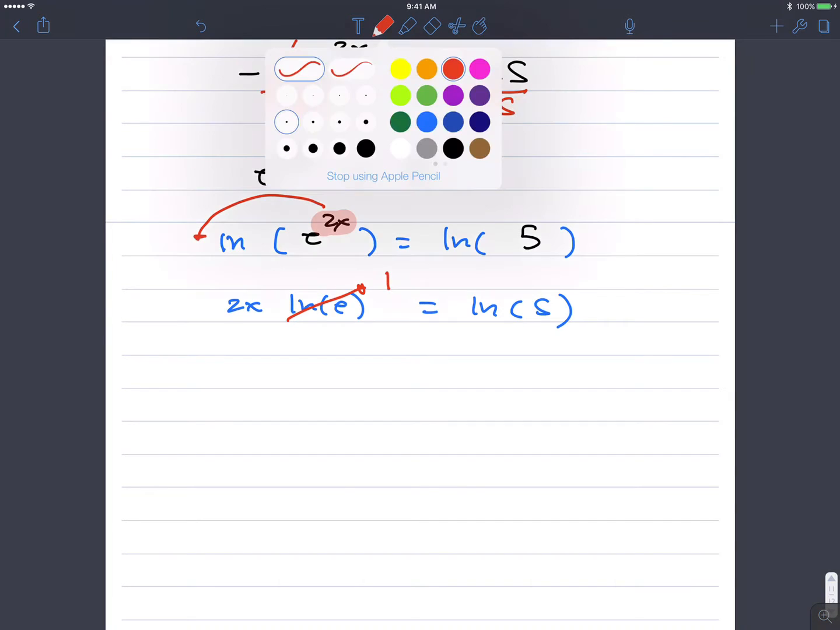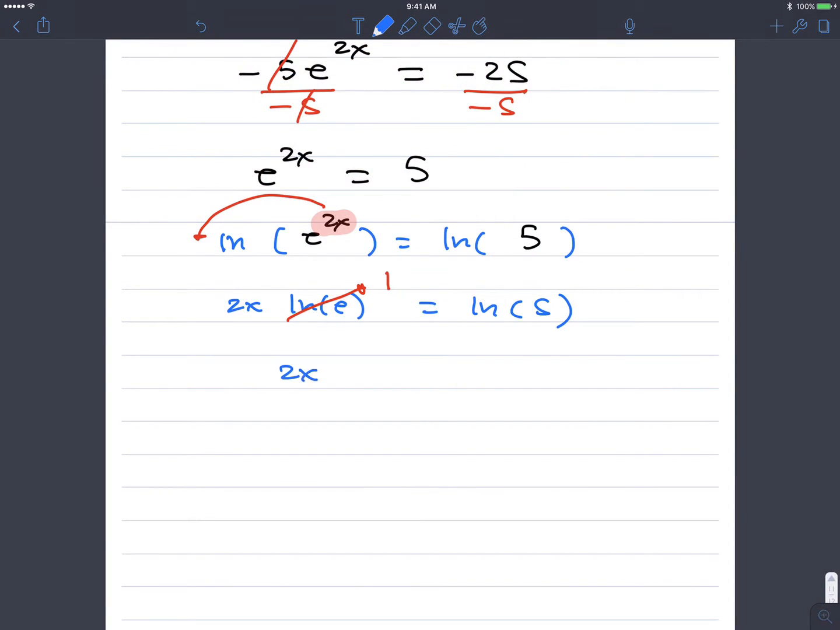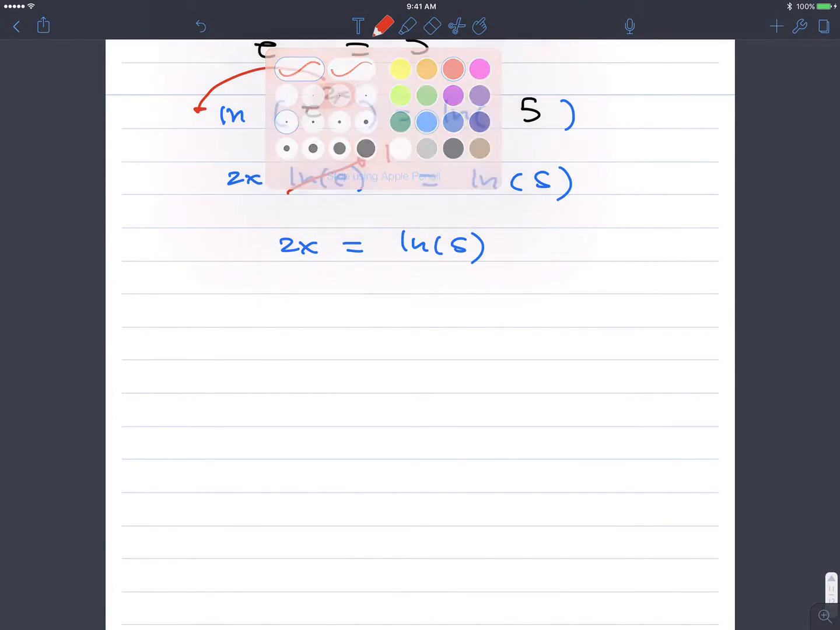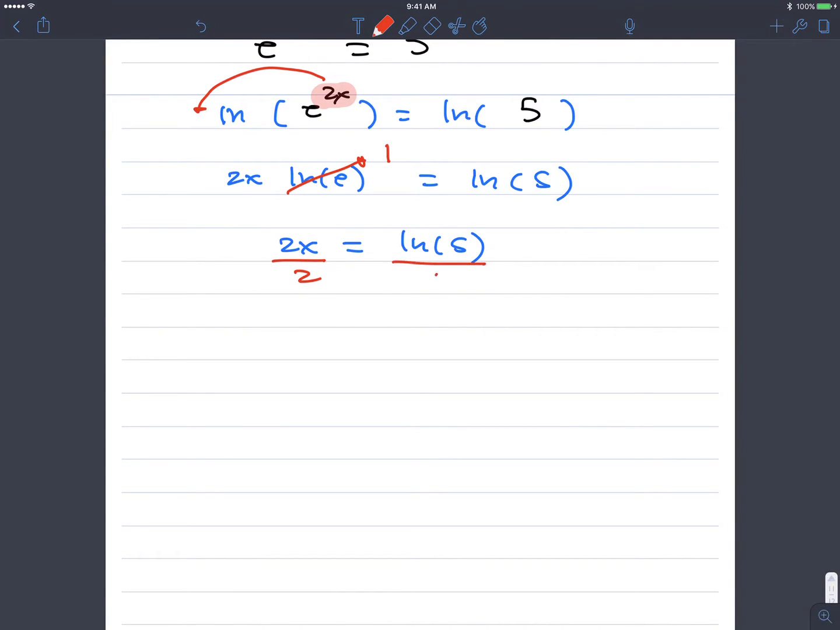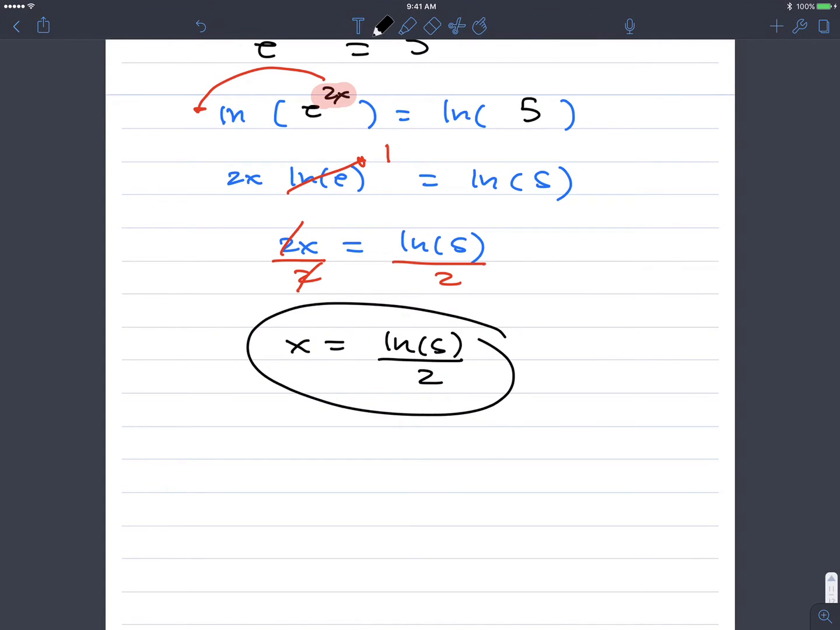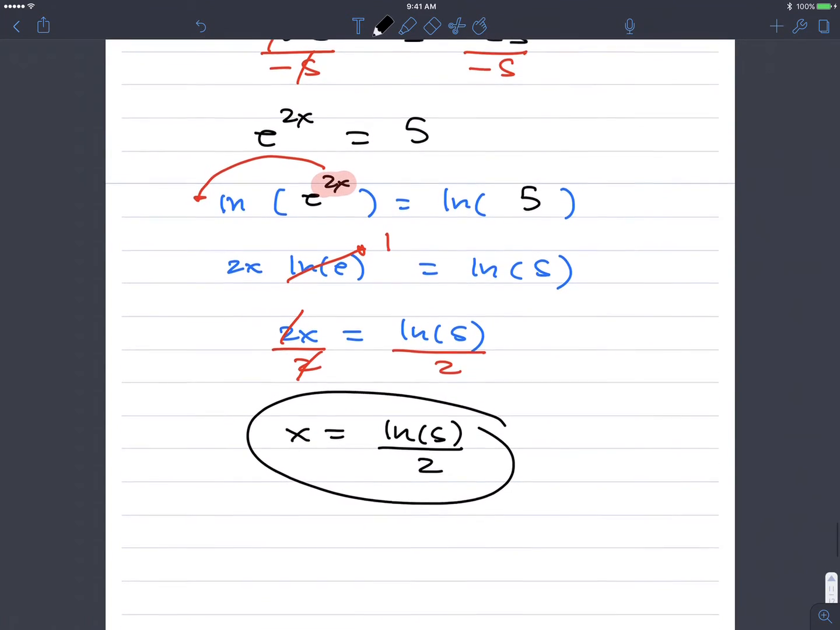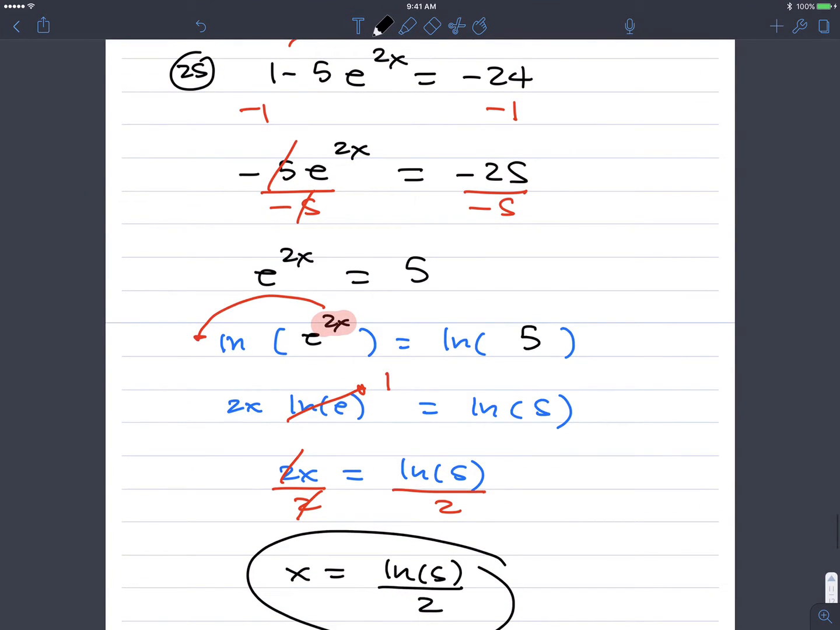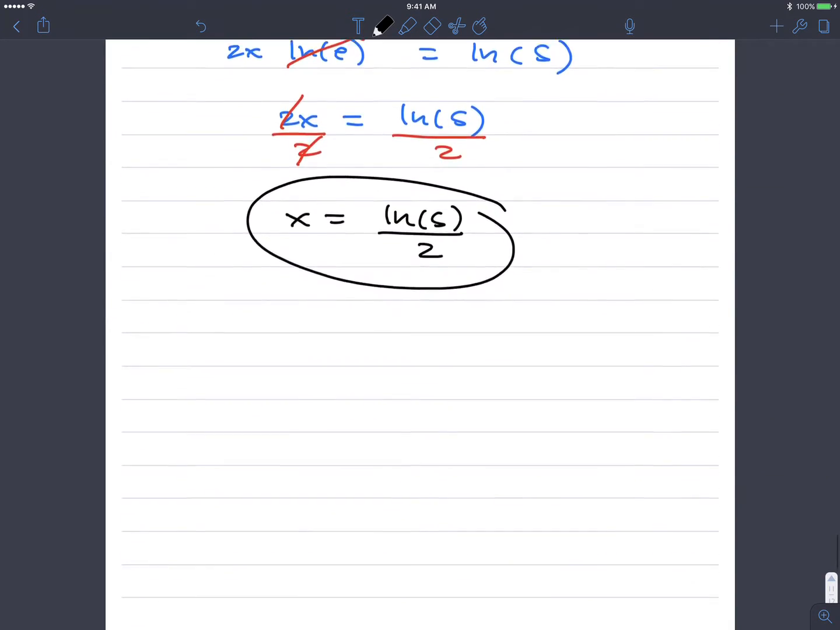Natural log e is 1. We get 2x is the natural log of 5. Now, here's what we're going to do. You're going to divide both sides by the 2. Your 2's cancel. We have x going to be the natural log of 5 divided by 2. And you're done. Okay, so this here is how we solve number 25. And let's look at number 27.